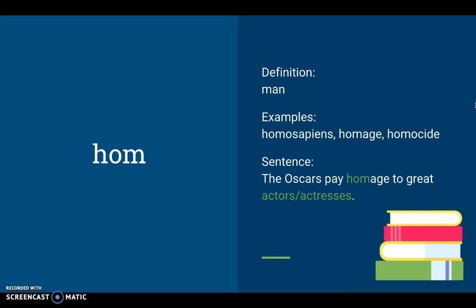So the Oscars pay homage to great actors or actresses. So we look at the root word, which is hom, and we see actors and actresses. Those both fall under man. So we know that the word homage means to pay tribute to man. So pause the video, write down any extra notes you need to for that.